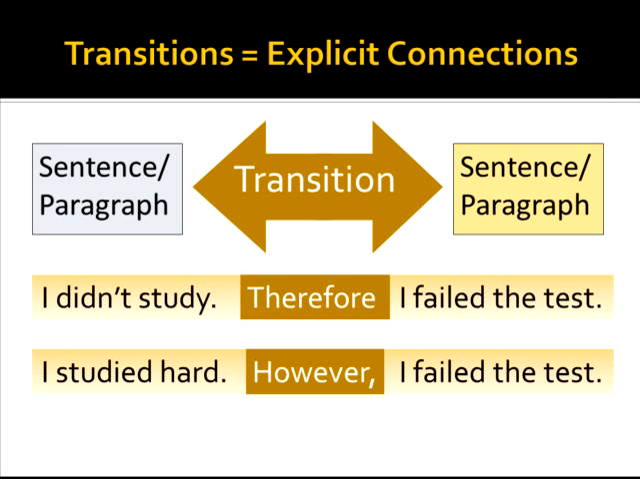But explicit connections can also be very powerful and effective when used appropriately. Transitions can explicitly guide the reader from one idea to the next, and the specific transition that you use can make a huge difference in how the reader understands the next idea and how the writing flows for the reader. As shown in this slide, the wrong transition causes some momentary confusion and a rereading of the sentence.